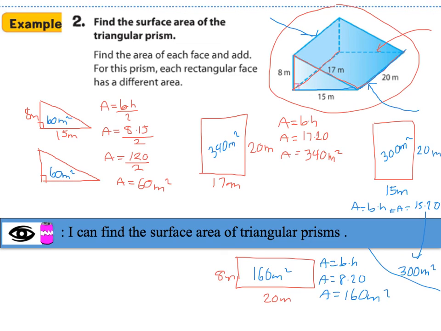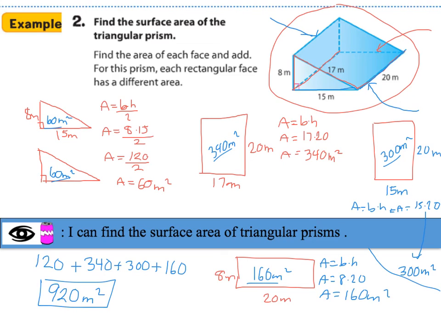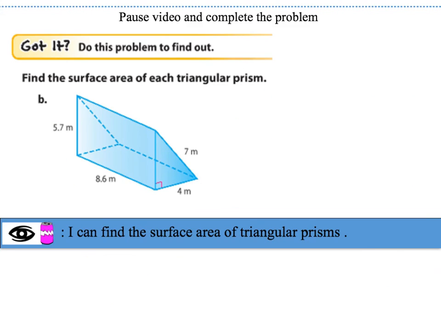Alright, so to find the surface area, let's go ahead and add up all the areas for the sides that we figured. For the triangles, I'm going to write 120, because all I did was take 60 and multiply it by 2. So 120 plus 340, that's for this rectangle here, plus another 300 for this rectangle here, plus another 160 for that rectangle down here. When I add them all up, the surface area becomes 920 meters squared. So pause the video, complete this guided problem, and we'll discuss the answer in class tomorrow.